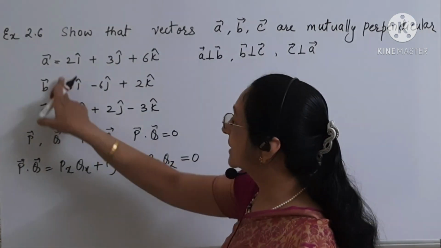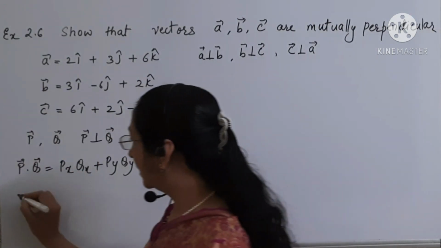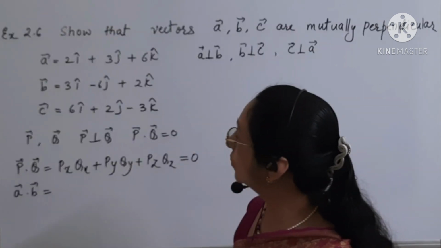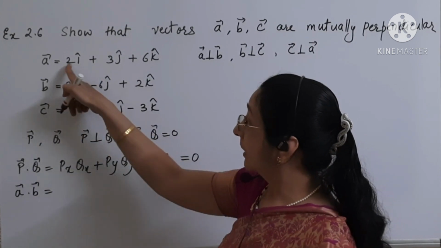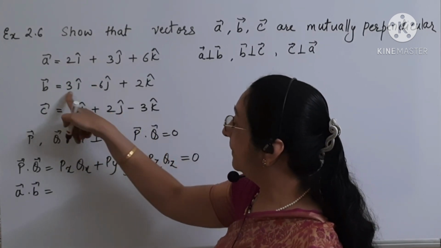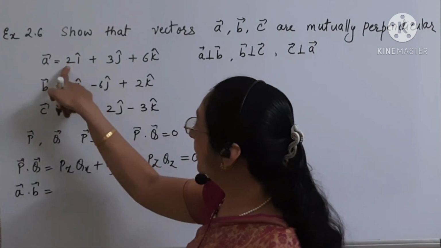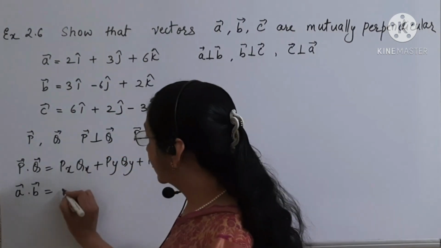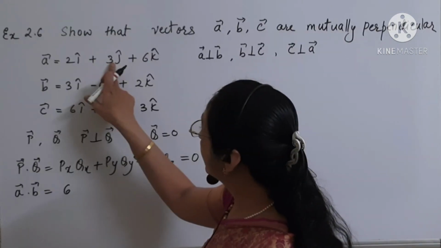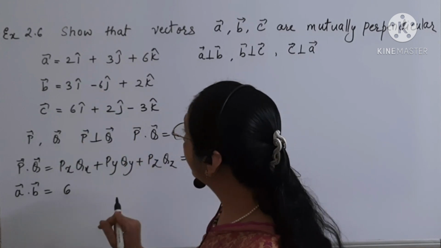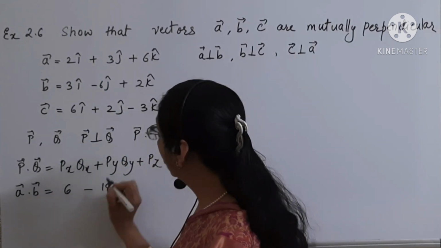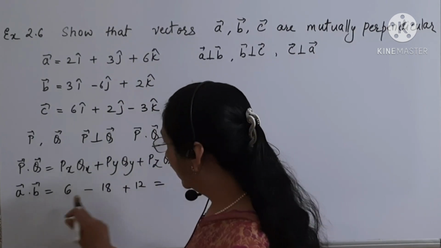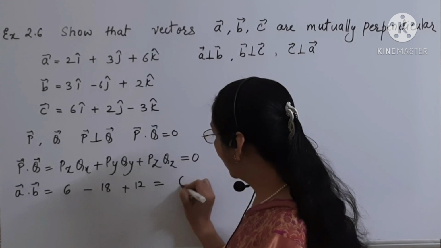Now we will discuss the vectors A and B. So vector A dot vector B. The x component Ax is 2 and Bx is 3. So 2 into 3, that is equal to 6. This is 3 into minus 6, that is minus 18. And this is 6 into 2, that is 12. So 6 minus 18 plus 12, this is equal to 0.